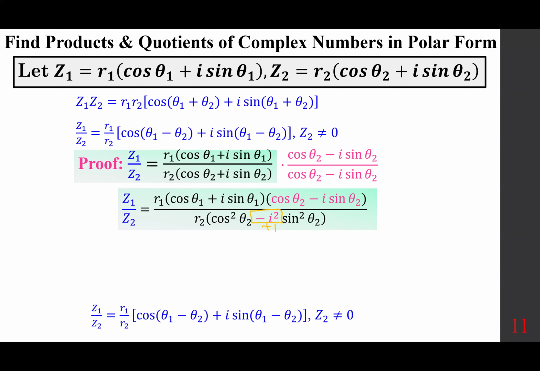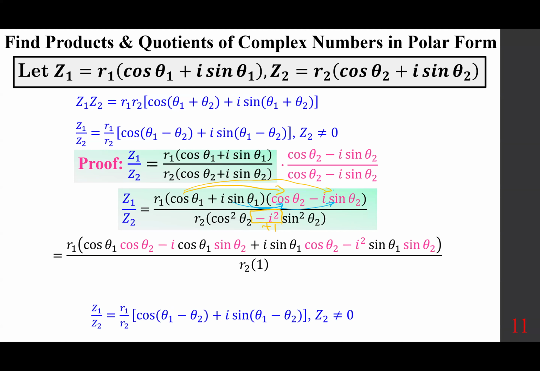That's the bottom. The top, we multiply these two. We get cosine theta 1 cosine theta 2. We multiply these two, we get minus I cosine theta 1 sine theta 2. We multiply these two, we get plus I sine theta 1 cosine theta 2. We are distributing, we are foiling. We multiply these two, we get plus I times minus I, negative I squared sine theta 1 sine theta 2. So this is what we get.